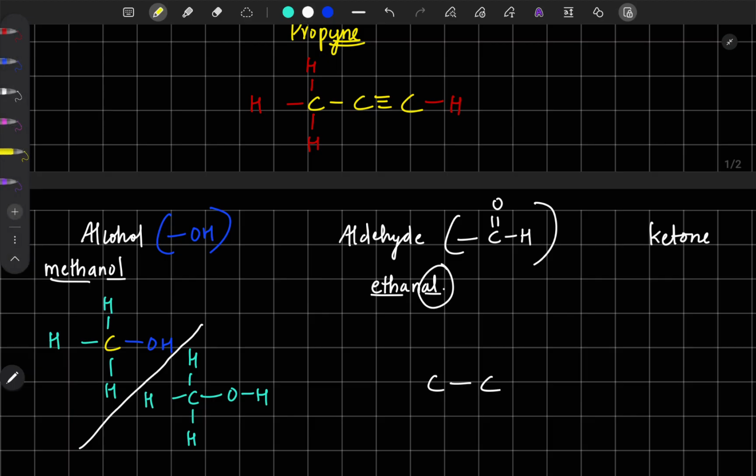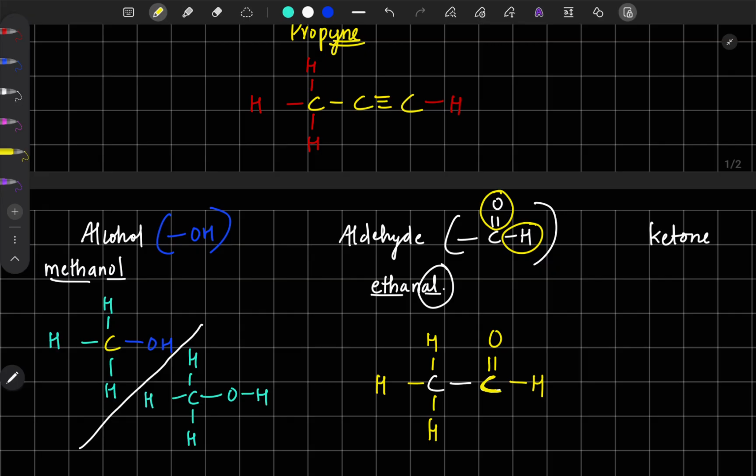So what is this functional group? A double bonded O and an H. So attach it. Okay, so we have attached the functional group. Now fill the hydrogens. This carbon already has 4 bonds, 1 2 3 4. Okay, it has 4 bonds, so we only need to attach hydrogens to this carbon. I will attach 3 hydrogens. Then I got the structure of ethanal.